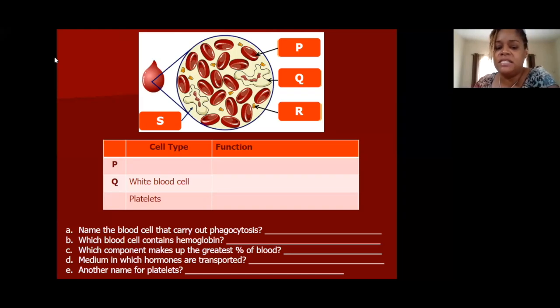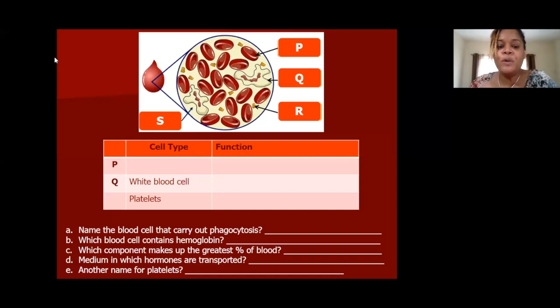Which blood cell contains hemoglobin? Which mineral makes up hemoglobin? Very good, Solomon. Iron. Very good. So iron is that mineral that makes up this hemoglobin that oxygen will eventually attach itself to.